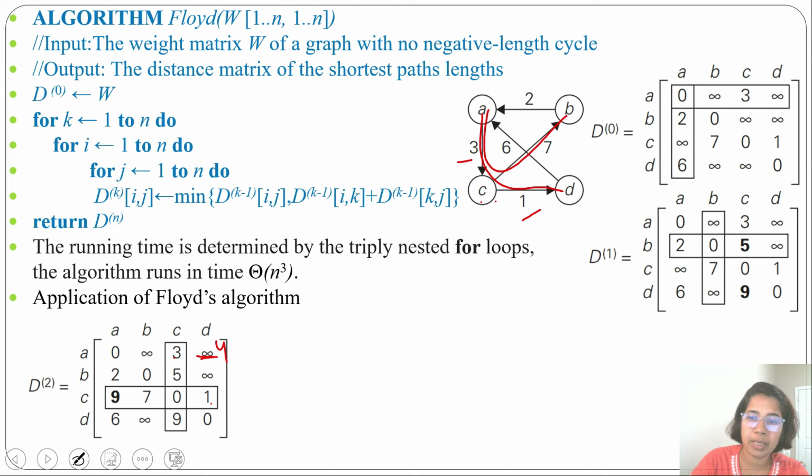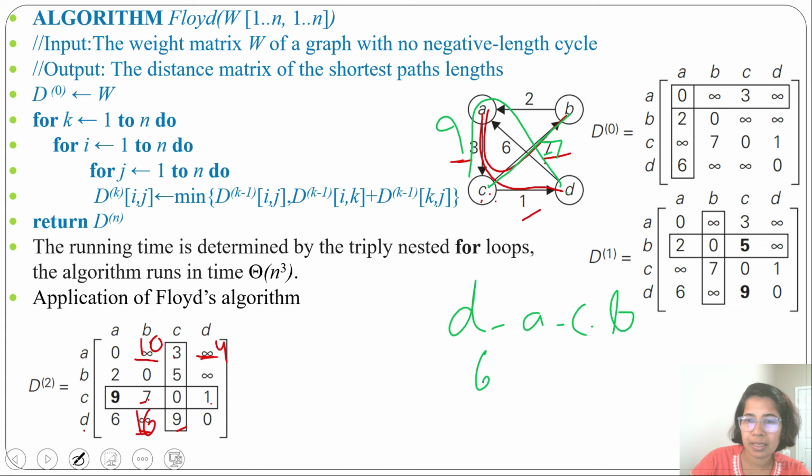Next, A to B. So A to C is 3, then C to B is 7. 3 plus 7 is 10. Now check D to B. Previously it was infinite. Now it will be 9 plus 7, it will be 16. D to C is 9, that is 6 plus 3, then C to B is 7. So for D to B, there is a path D to A to C, then C to B. This is 6, 3, 7. So 9 plus 7, it will be 16.